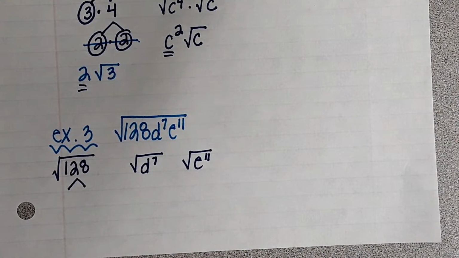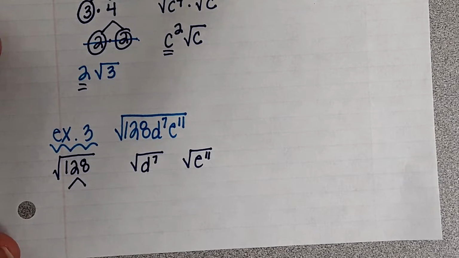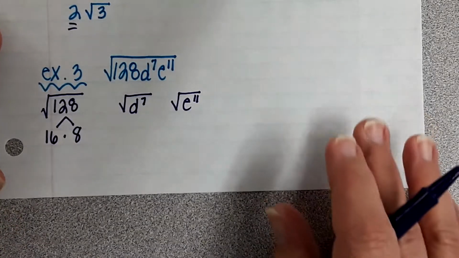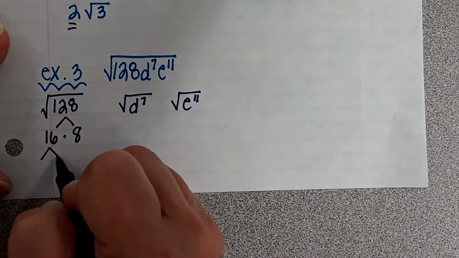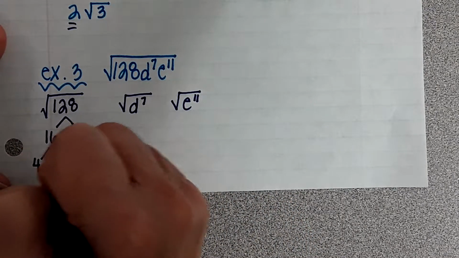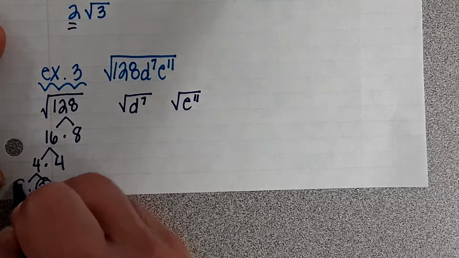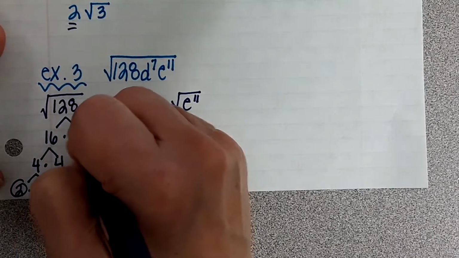Did anyone think of two different numbers? If you thought of 2 and 64, go with that because you guys can work. I'm going to do 16 times 8. What are two numbers you can multiply to get 16? What are two numbers you can multiply to get 4? 2. Okay, what are two numbers you can multiply to get 8?